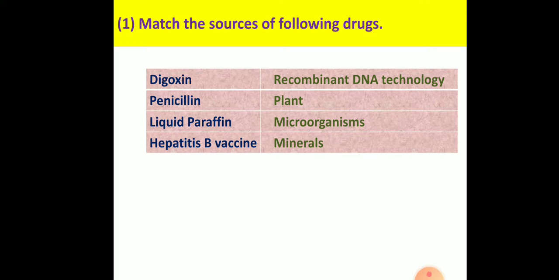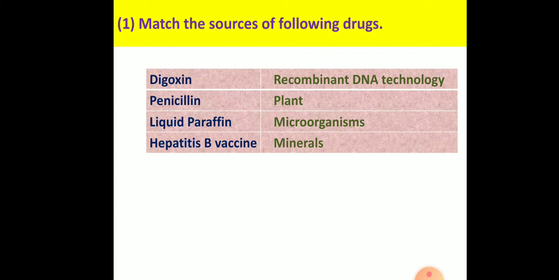Now, digoxin is derived from the plant source, that is foxglove. So the source is plant. Then penicillin is an antibiotic, and as per the definition, antibiotics are the drugs that are derived from microorganisms and act against microorganisms. And you all know that penicillin is a chance discovery from the fungi. So the answer is microorganism.